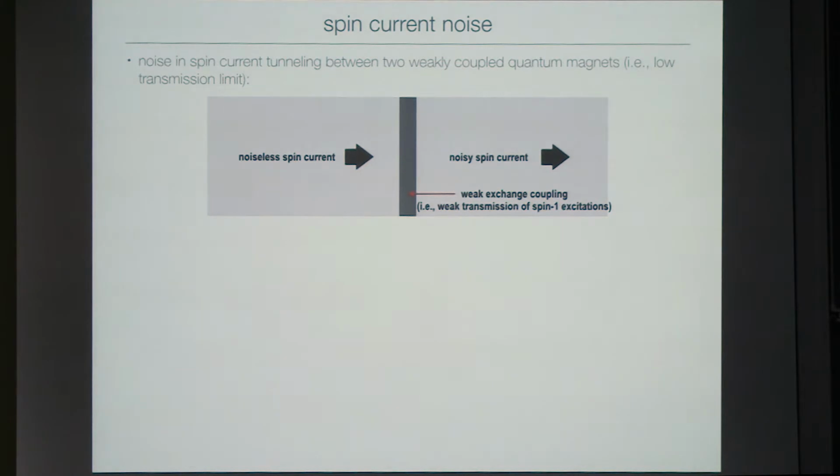So we want to look at the similar thing with spin current noise. Can we look at similar physical effects in spin systems as well?